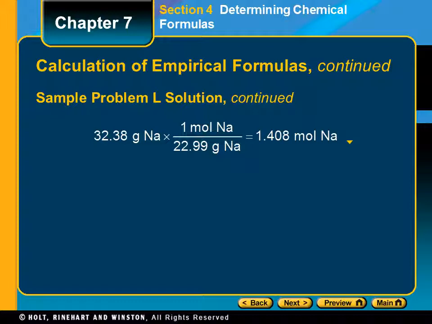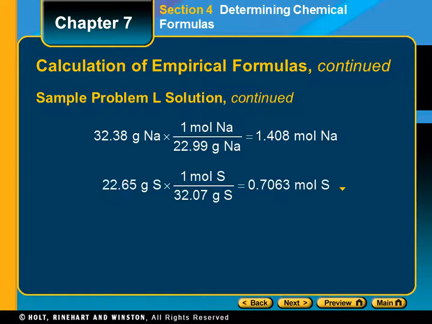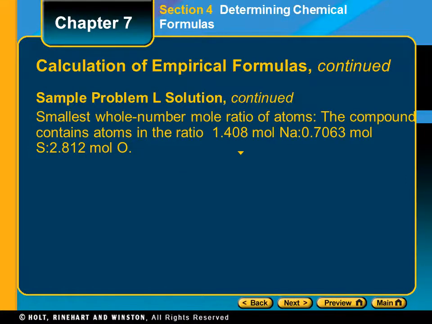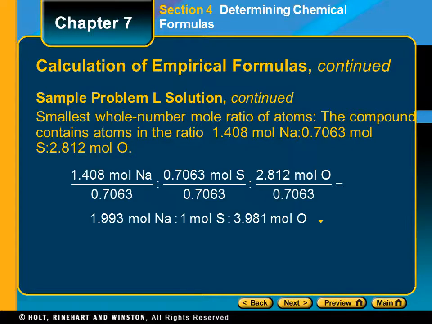So you, again, set up your problem here to get rid of grams, and you've got 1.408 moles of sodium. Get rid of grams, you've got 0.7063 mole of sulfur. Get rid of grams, you got 2.812 mole of oxygen. You want to get the smallest whole number. Your ratio right now is 1.408 moles of sodium to 0.7063 moles of sulfur to 2.812 moles of oxygen.